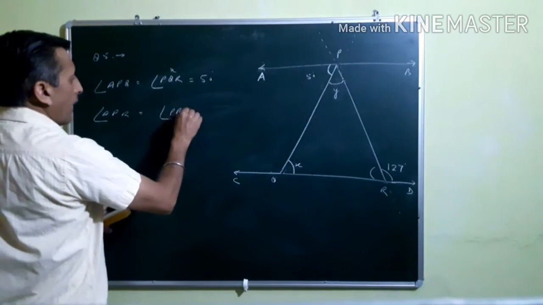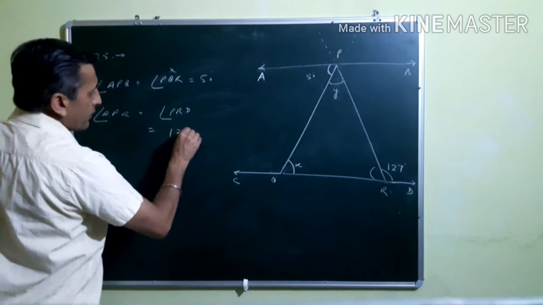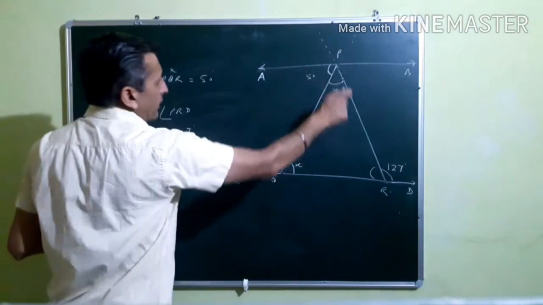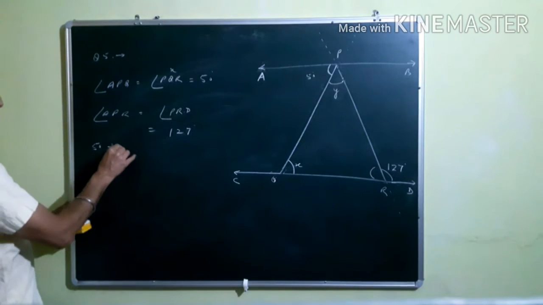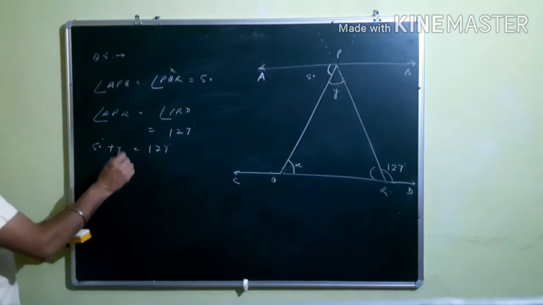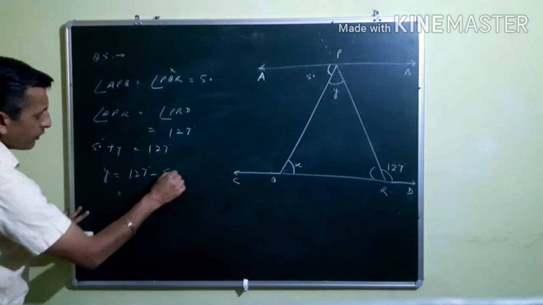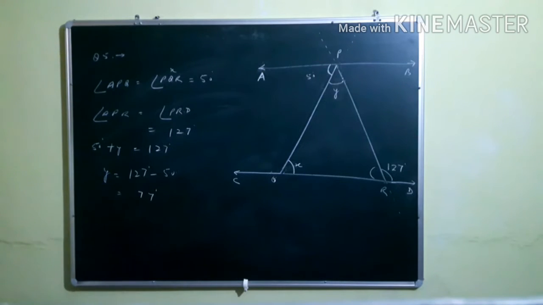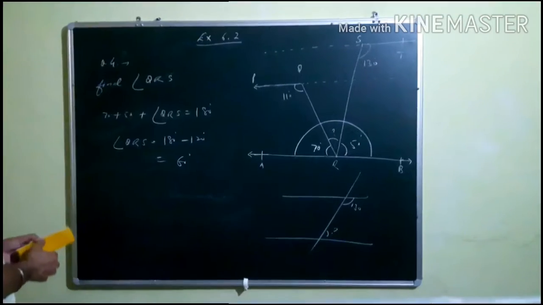Angle PRD, that is what you have given, is equal to 127 degrees. Now what is the value of APR? APR is divided into two parts, so 50 plus y is equal to 127 degrees. If you want to find y, it is 127 degrees minus 50 degrees. So 12 minus 5 is 7, and y will be 77 degrees. That's all. This was question number 6.